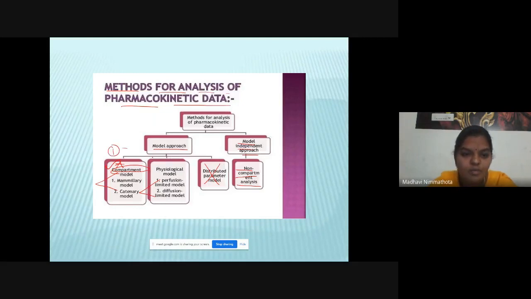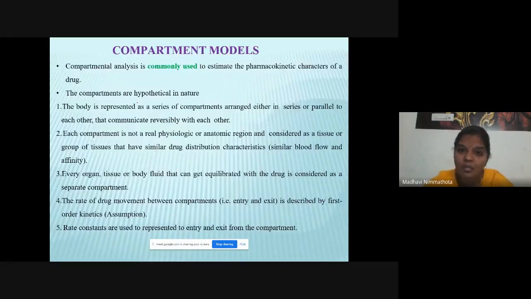So in your syllabus, you have compartment models, physiological models, and non-compartmental analysis. You have three different kinds of approaches to analyze the pharmacokinetic data of a drug. The methods of analysis will be classified into two approaches: model approach and model independent approach. Non-compartmental analysis comes under model independent approach. Under model approach, you have compartment models and physiological models. Okay, let me discuss it one by one.